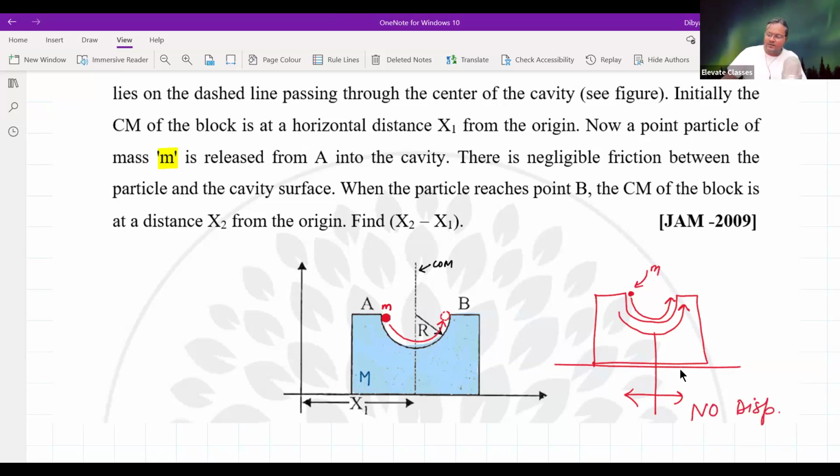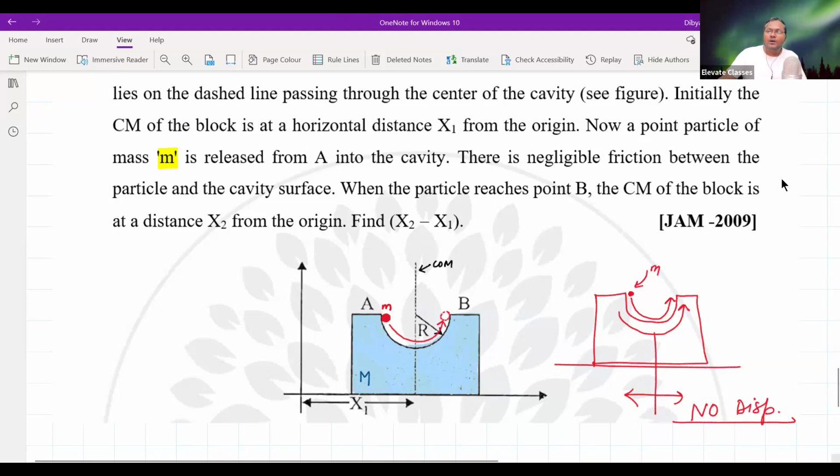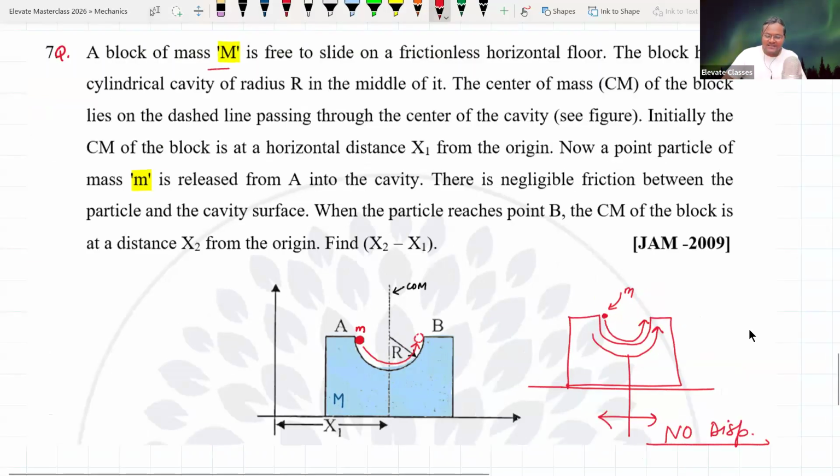Is there a reason? या फिर आपको लगता है क्योंकि इसके ऊपर एक्सटर्नल फोर्स नहीं लग रहा, वो जो अपने पास पार्टिकल था वो उसके अंदर ही था और अंदर ही रह गया. नहीं, क्वेश्चन को अगर आप पढ़ोगे तो क्वेश्चन पहले तो बड़े मास की बात कर रहा है, ब्लॉक मास m इज फ्री टू स्लाइड वगैरह वगैरह, सेंटर ऑफ मास लाइज एट दिस वगैरह वगैरह.